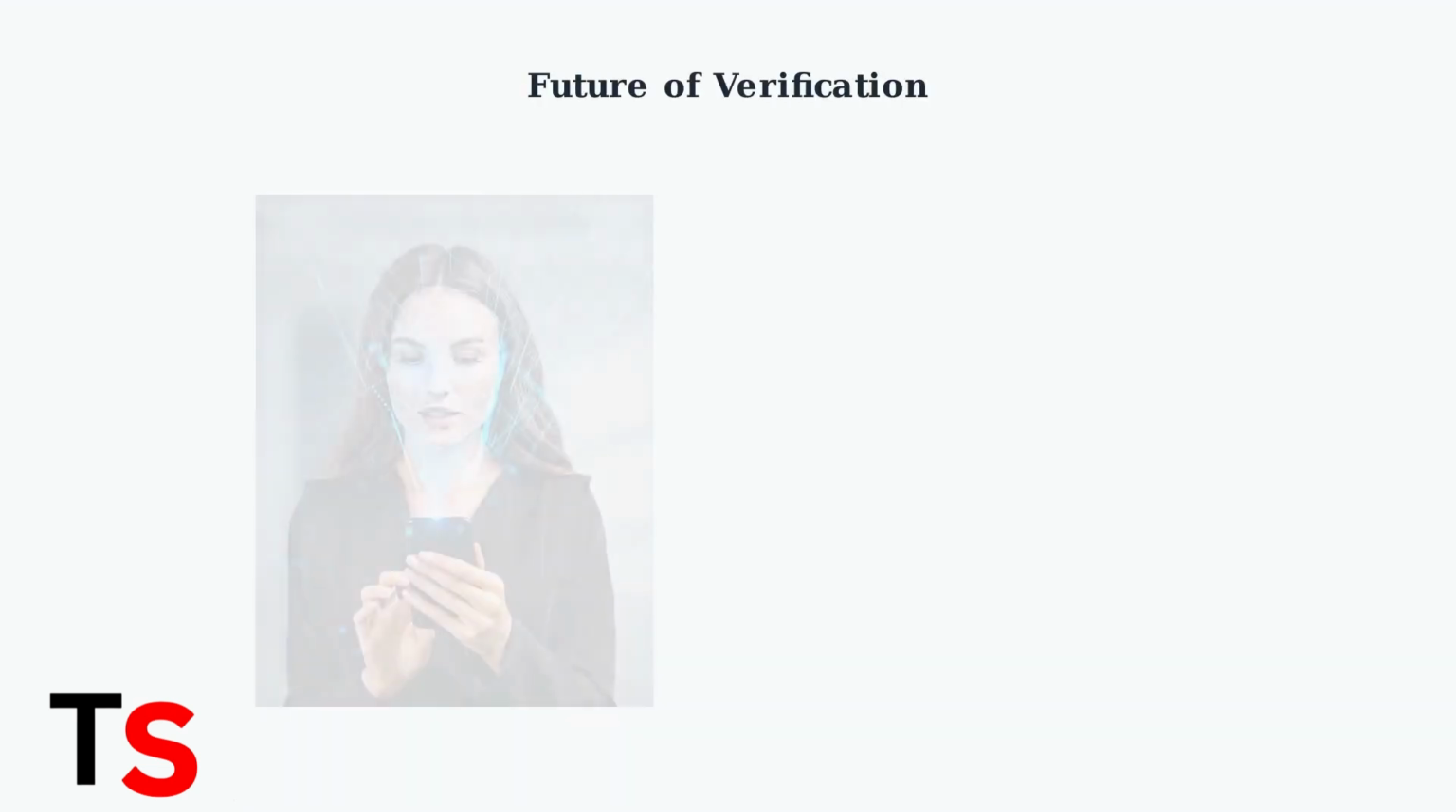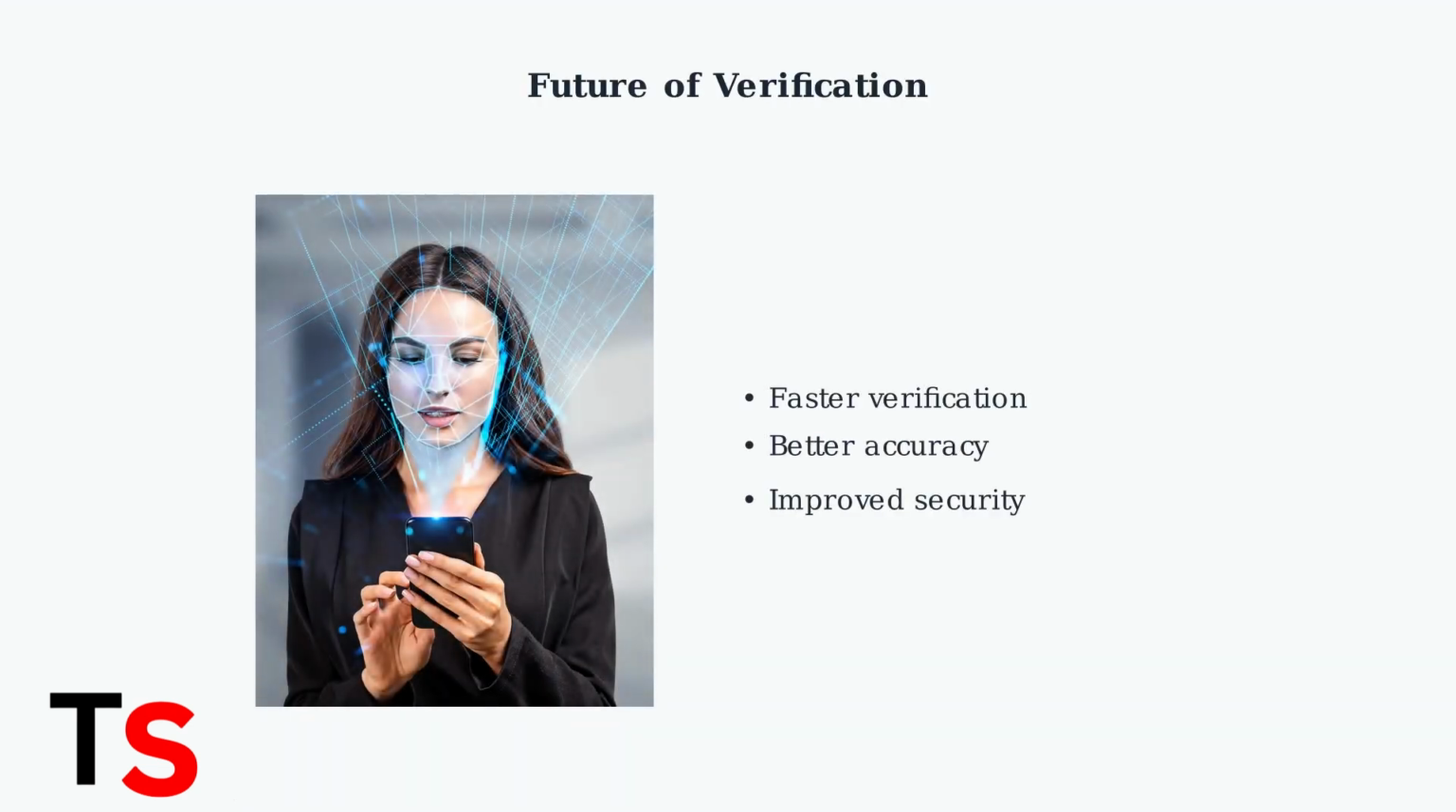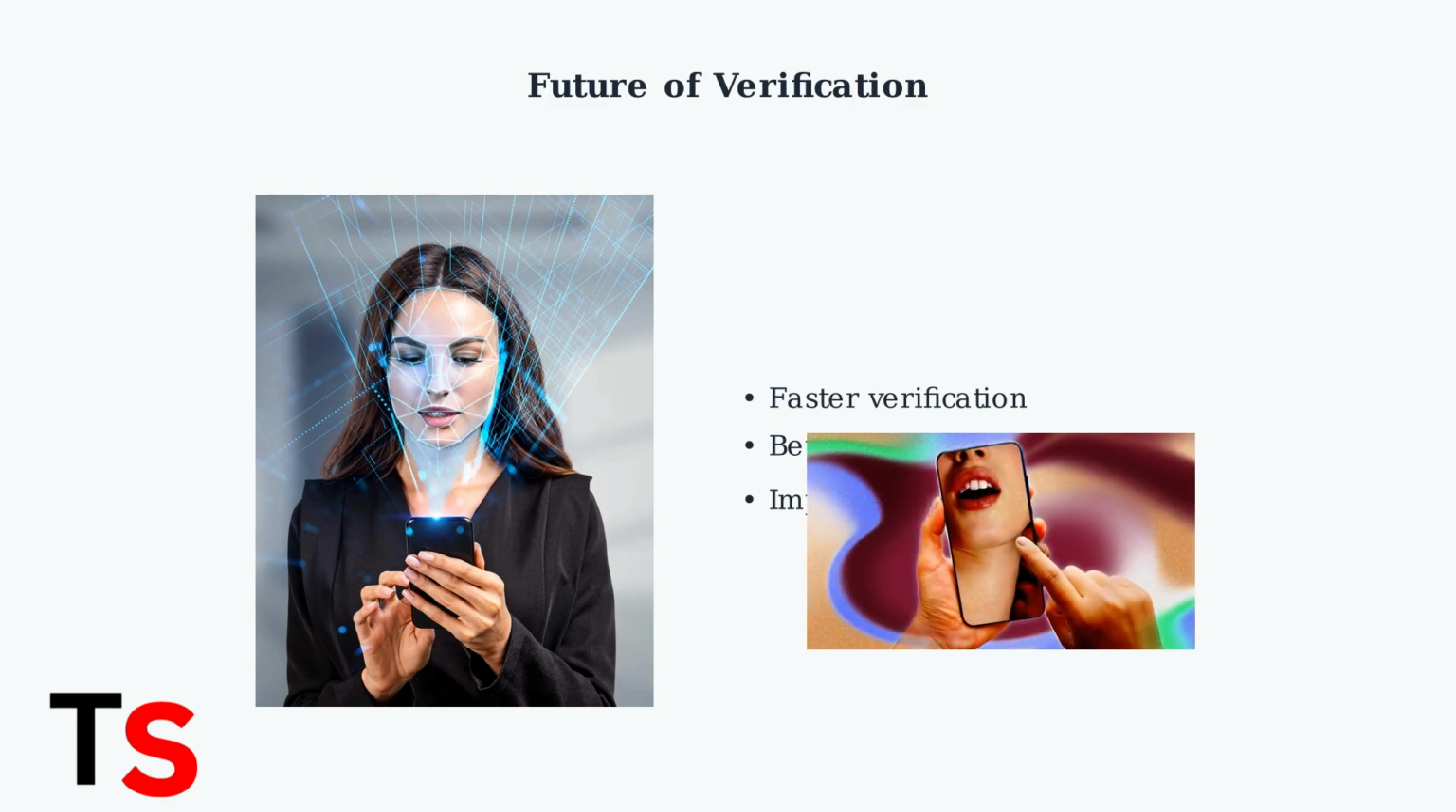Dating apps are rapidly advancing their security measures. Artificial intelligence is revolutionizing verification processes, making them faster and more accurate than ever before. Companies are also investing in better user support resources and faster response times to address verification concerns more effectively.